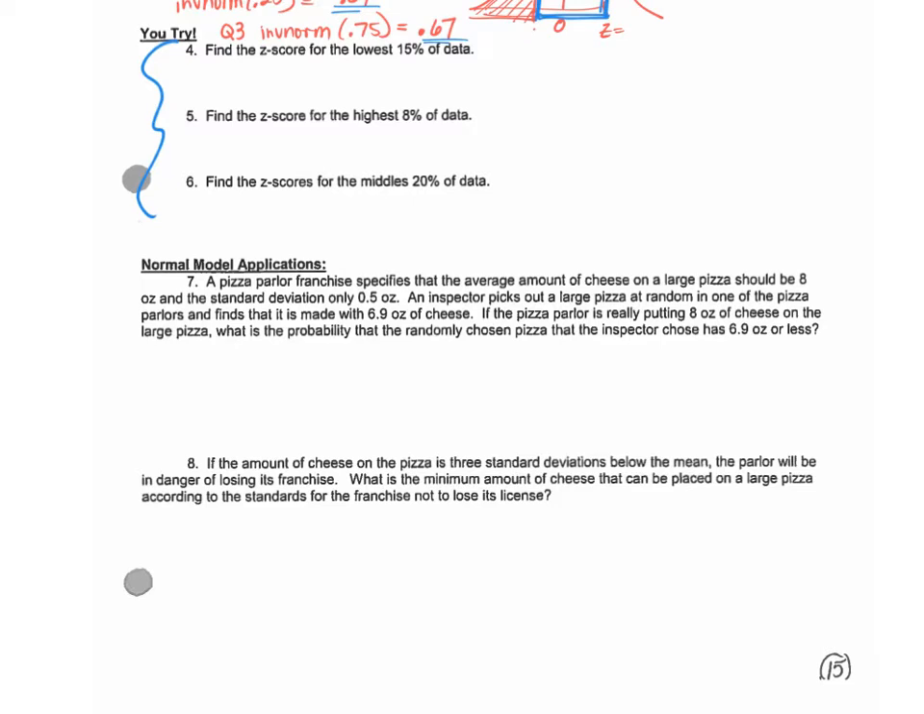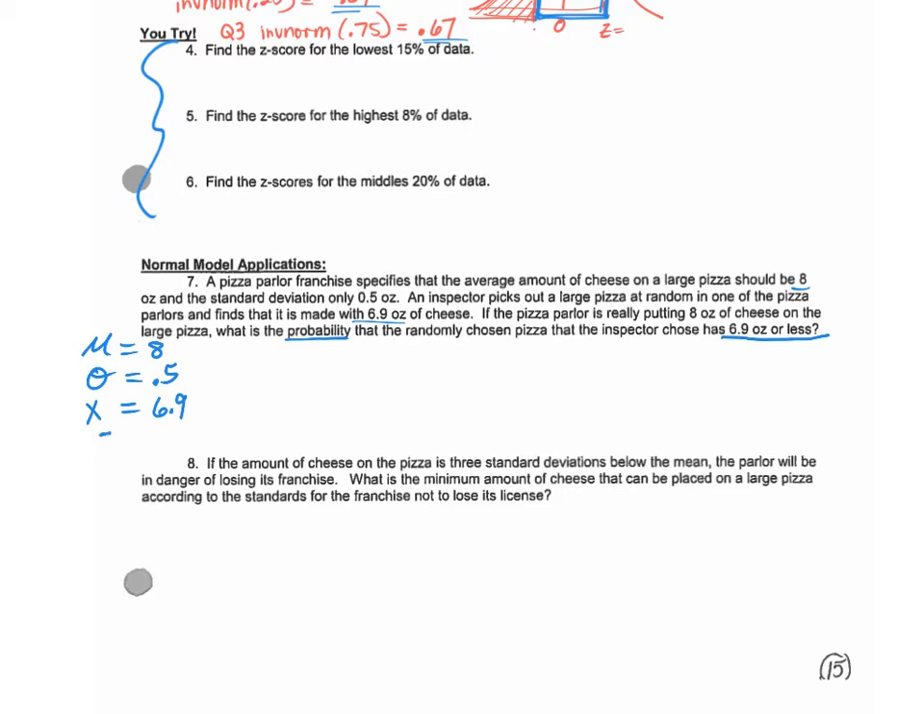All right, so here we have this application problem. A pizza parlor franchise specifies that the average amount of cheese on a large pizza should be 8 ounces. So we're going to start listing all of our information over here to the side, and a standard deviation of just 0.5 ounces. An inspector picks out a large pizza at random in one of the pizza parlors and finds that it is made with 6.9 ounces of cheese. That is our X value, 6.9. Okay, so if the pizza parlor is really putting 8 ounces of cheese on the pizza, what's the probability that the randomly chosen inspector chooses 6.9 ounces or less?